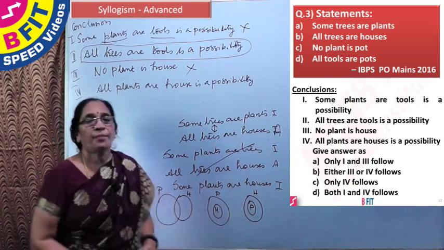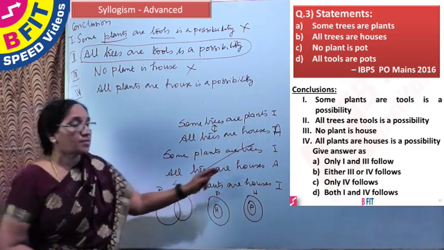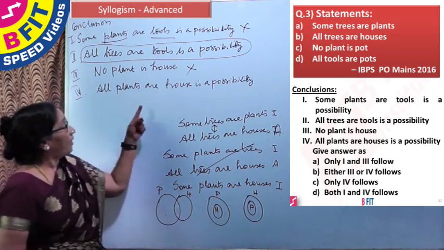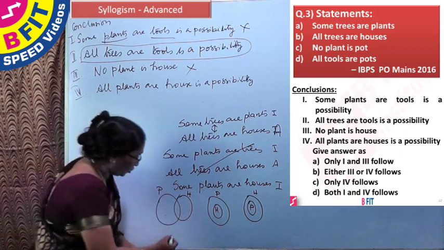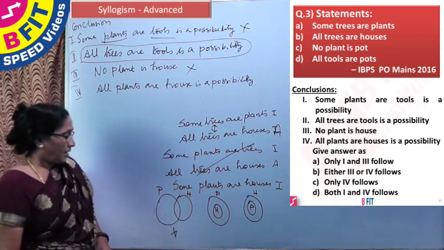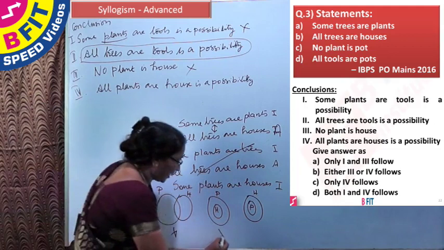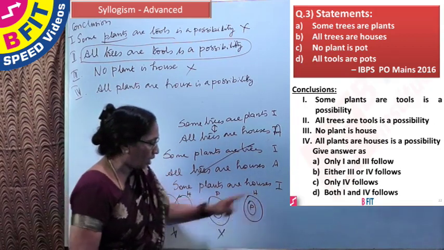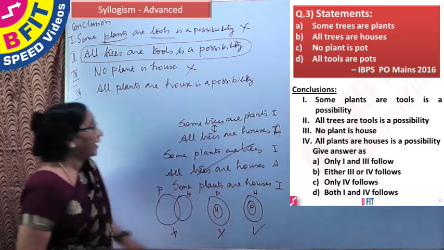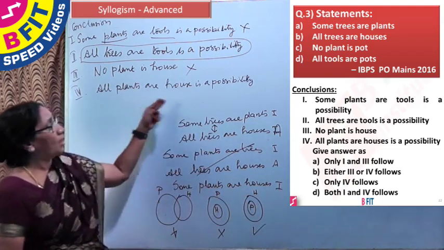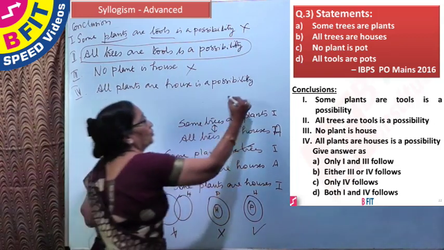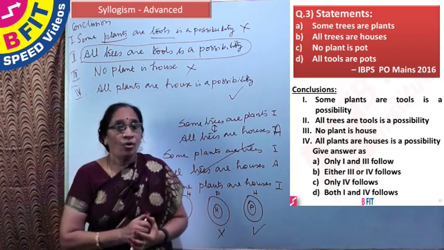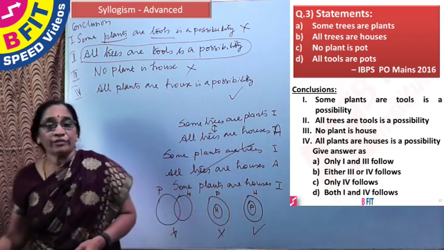These are the three possible diagrams for some plants are houses. If we check the conclusion given, all plants are house, then it is not true here. And similarly, it is not true in the second diagram. We can see that in the third diagram, all plants are house is true. And hence, the conclusion all plants are house is a possibility is true. And so we find that only answer option C is true because only 4 follows.